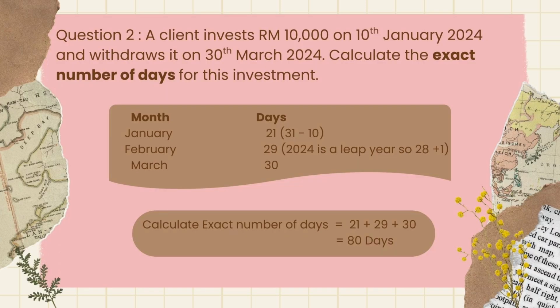The answer for question 2: the first step is we need to list the months involved, which are January, February and March. After that, we need to list the days in each month. For January, the calculation is 31 days minus 10 days, which gives us 21 days, the duration of January. For February, we need to add 1 day because 2024 is a leap year, making it 21 days for February. Then for March, we just take it from the question, which is 13 days. Finally, we add all these days together so we can get the exact number of days for this investment, which is 18 days.